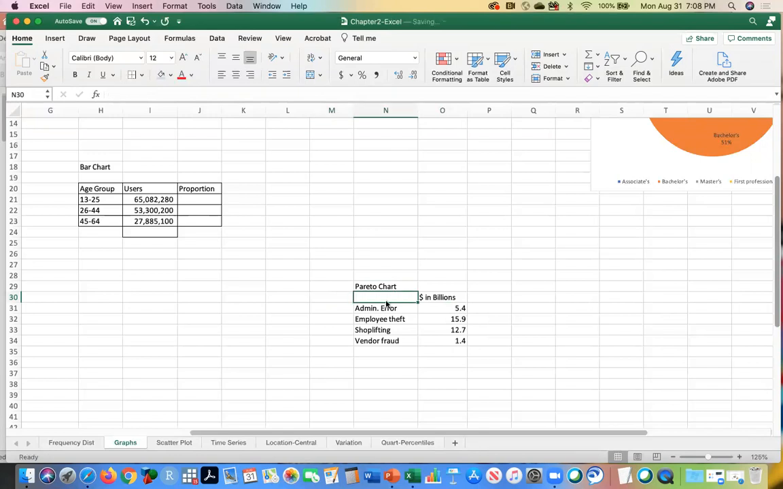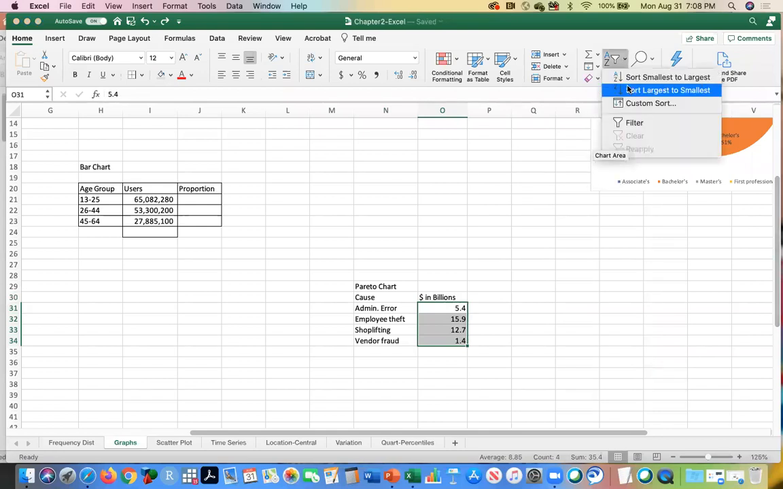So basically what we're gonna do is we're gonna create a bar chart. Well, first of all, let me do this in the proper way. So first of all, as you can see, the Pareto chart says we need the highest bar at the beginning, the lowest at the end. So I'm gonna highlight this information, right? I'm gonna ask Excel to order this from the largest to the smallest.